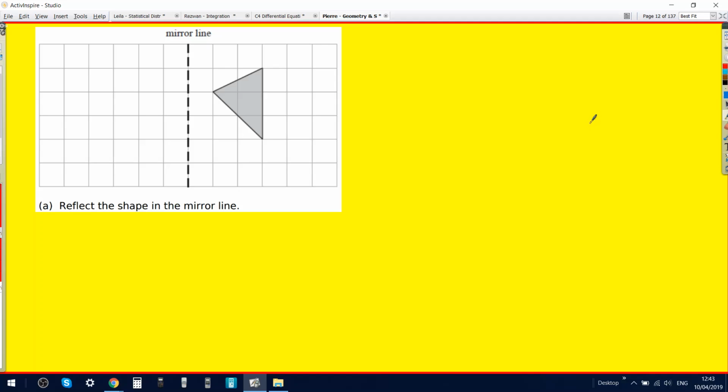That's the mirror shape. So you basically take 1 point and you go 1 square, like from the middle, from the mirror line, it's 1 square to the left. Yeah. How about the red dot? 1 square to the left.